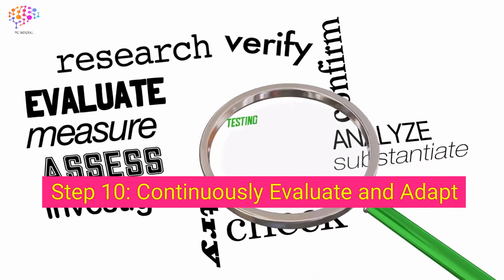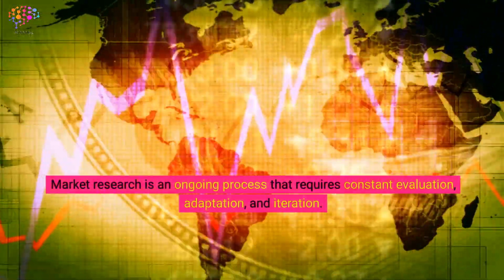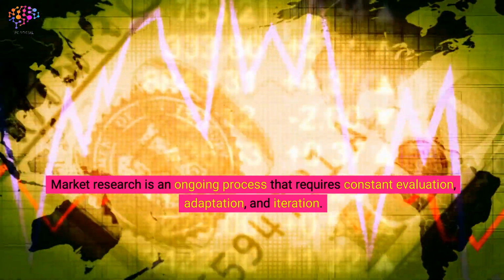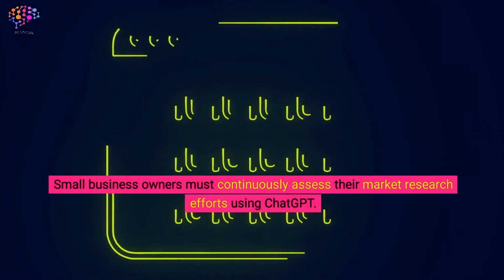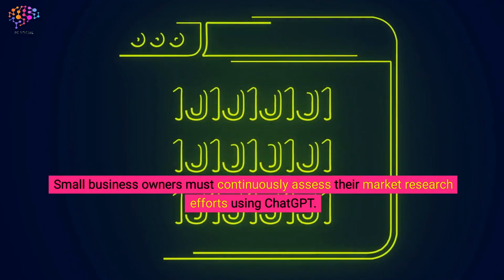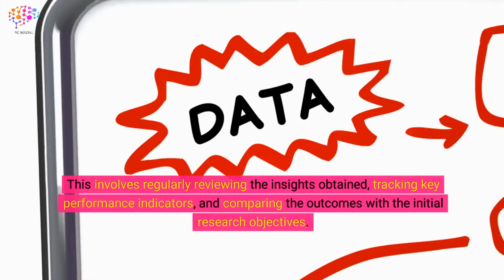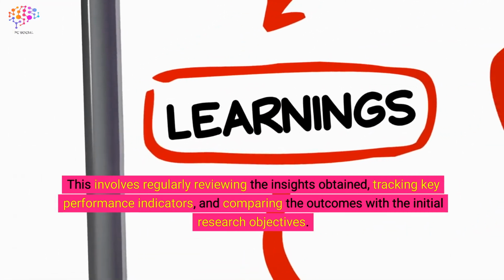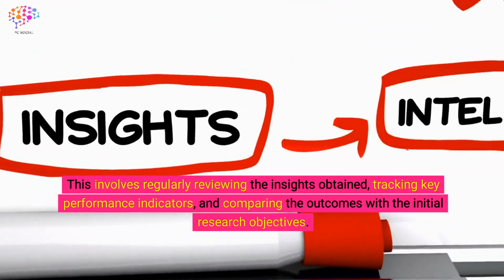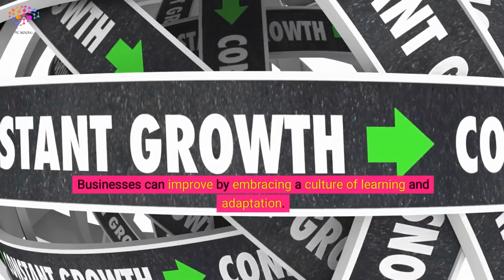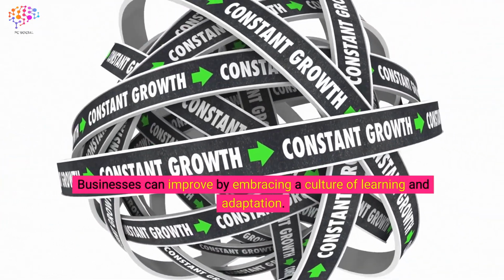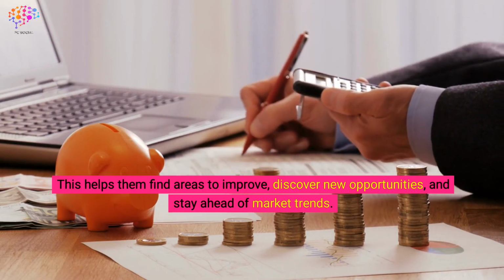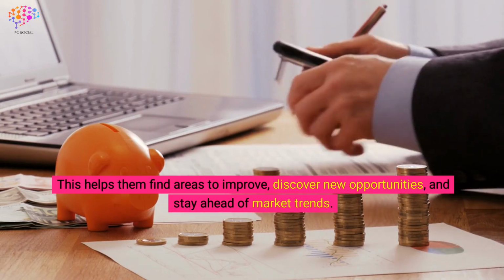Step 10. Continuously evaluate and adapt. Market research is an ongoing process that requires constant evaluation, adaptation, and iteration. Small business owners must continuously assess their market research efforts using ChatGPT. This involves regularly reviewing the insights obtained, tracking key performance indicators, and comparing the outcomes with the initial research objectives. Businesses can improve by embracing a culture of learning and adaptation. This helps them find areas to improve, discover new opportunities, and stay ahead of market trends.